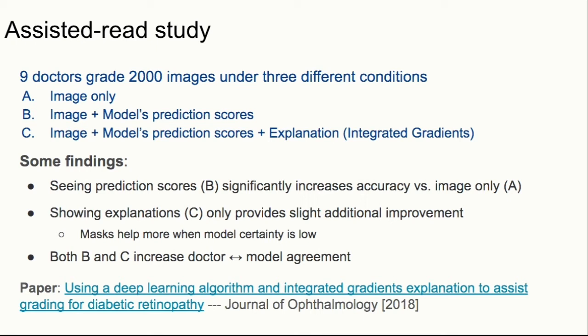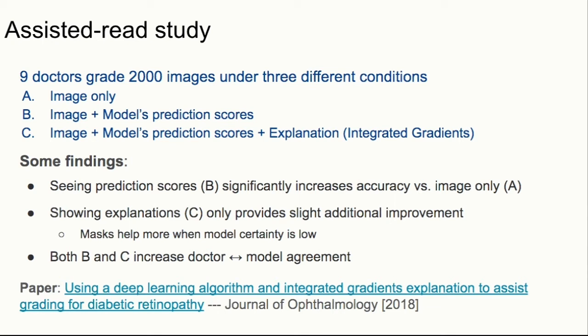The findings were interesting. So B was strongly better than A. So seeing the model's prediction did improve the doctor. C to B, there was not much of a lift. So there are as many cases where the explanation helped, and then there were cases where the explanation hurt.